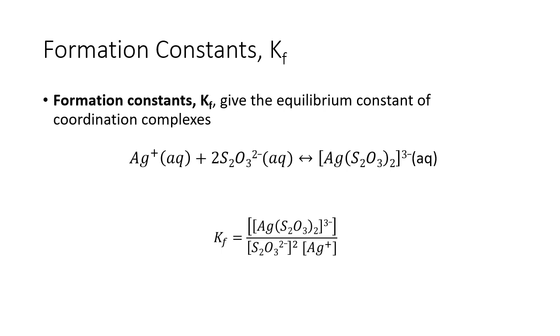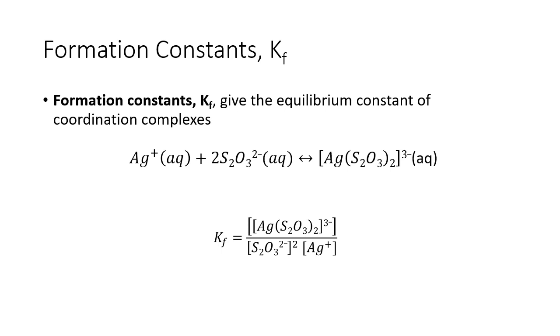So if we go back to our example from the previous slide with our silver and thiosulfate, our K sub F is products over reactants. The coefficients become the exponents. So for silver and silver thiosulfate, they're both to the first power, and we don't bother putting that. But for thiosulfate, we put it squared because we have 2 thiosulfate for every one of everything else. So make sure that you remember to make the coefficient the exponent when you put it into K sub F.